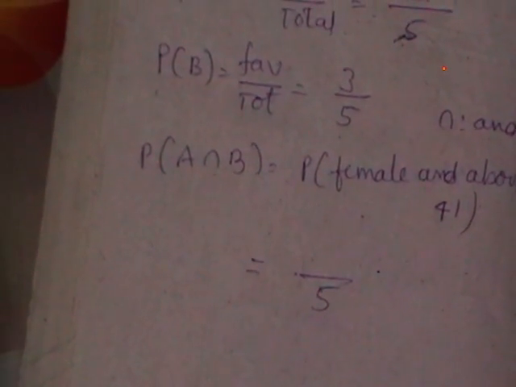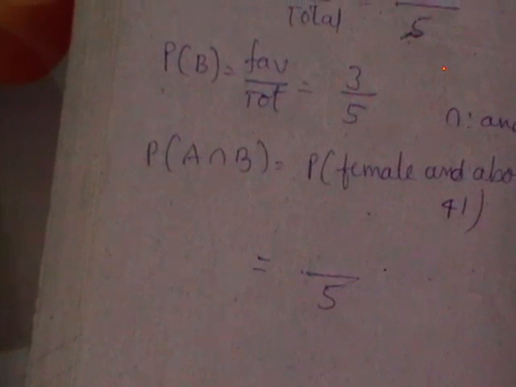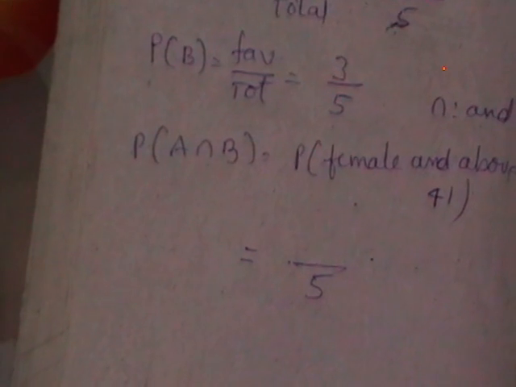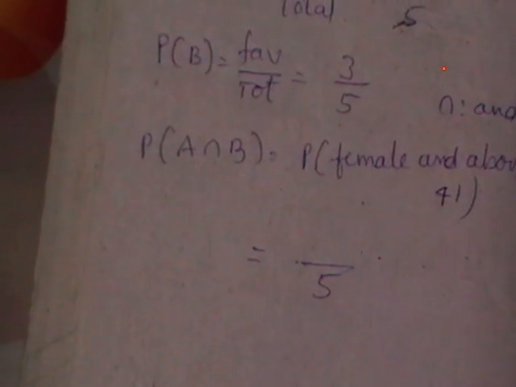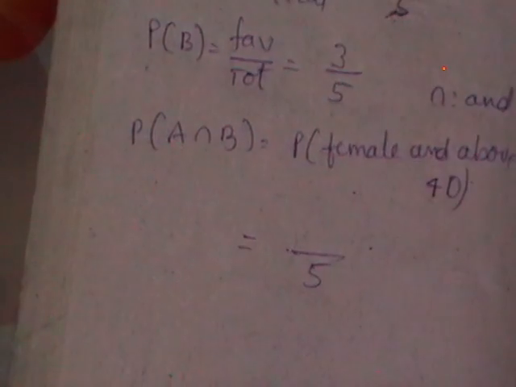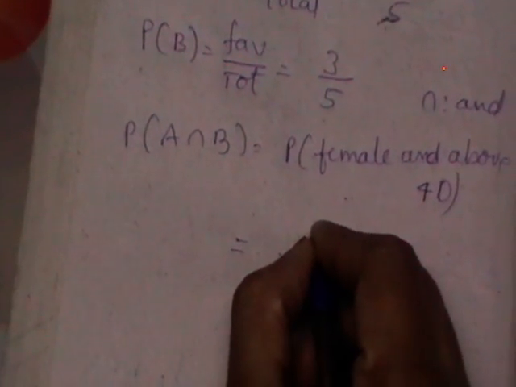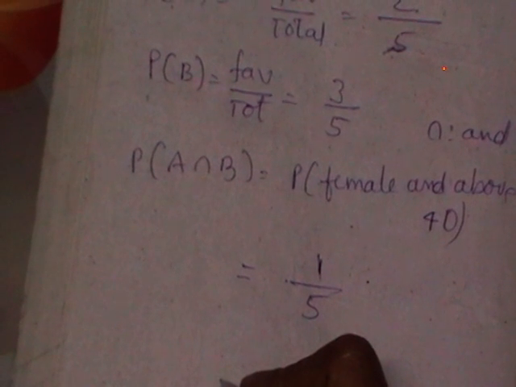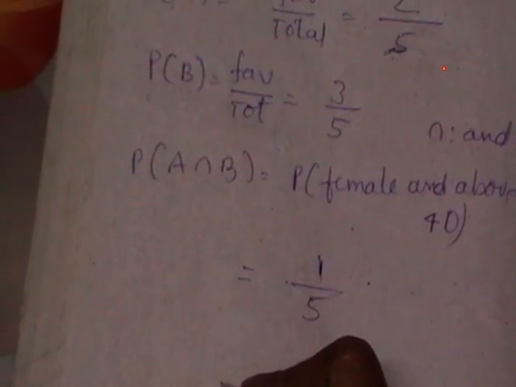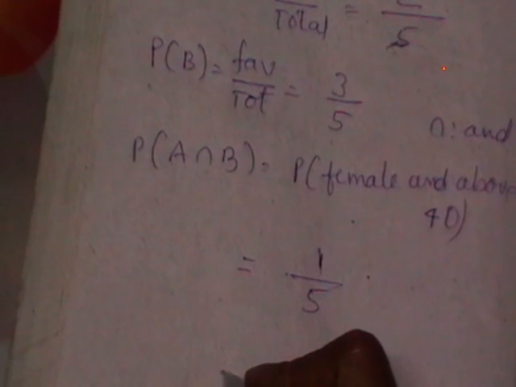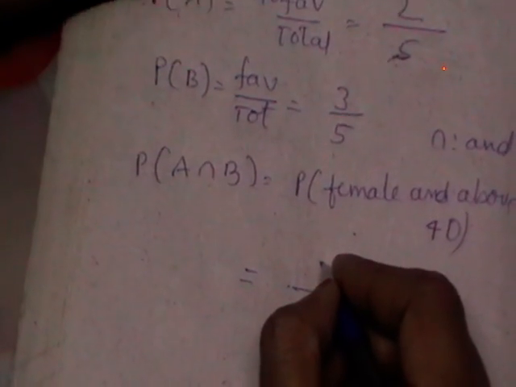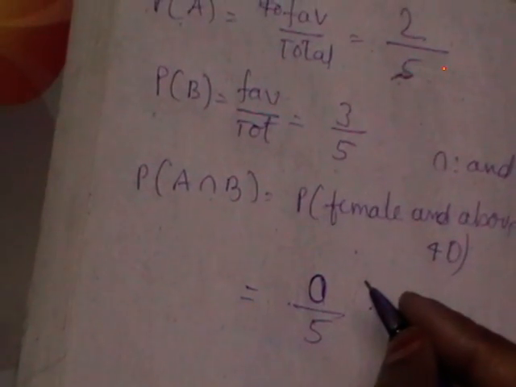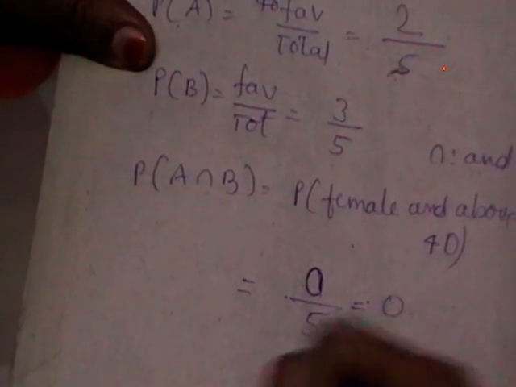What is the probability of the event of a female and a person over 40 years of age? Over 40 means you have 41 as the number. So we have 1 there. I think we don't have a female here. I think there is a correction in your book. So we have no such person. No female is aged above 40. You will get 0 here.